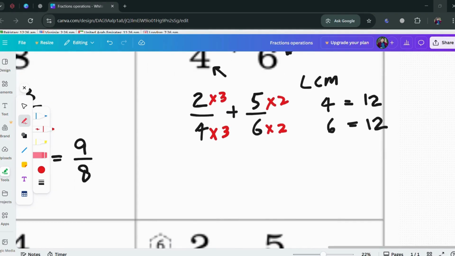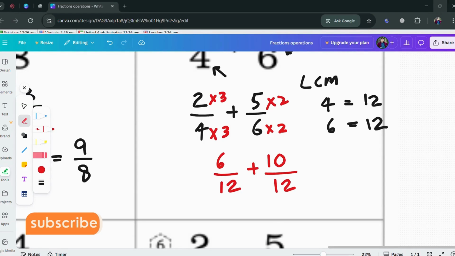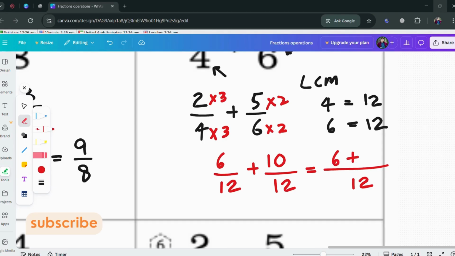So in this way, I will get 2 times 3 is 6, right? And 4 times 3 is equivalent to 12. Plus 5 times 2 is 10, over 6 times 2, that's equivalent to 12. So I got the same denominator, right? A common denominator. After that, I'm just going to simply process my operation.